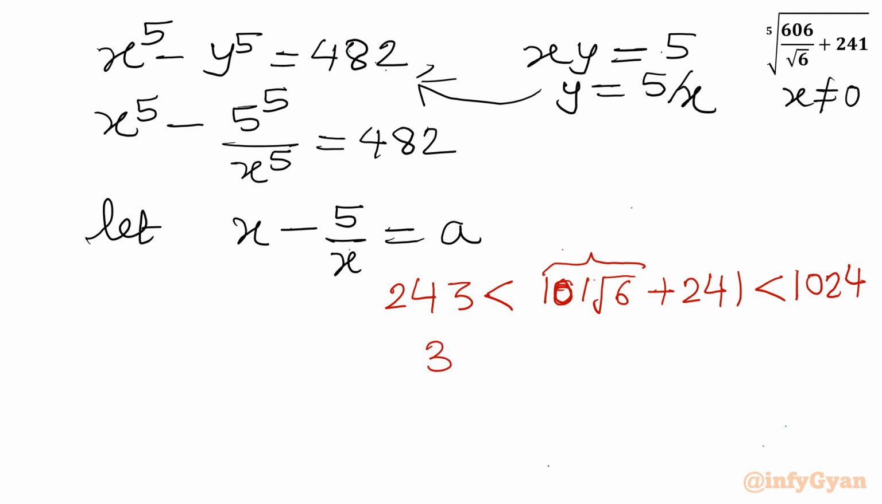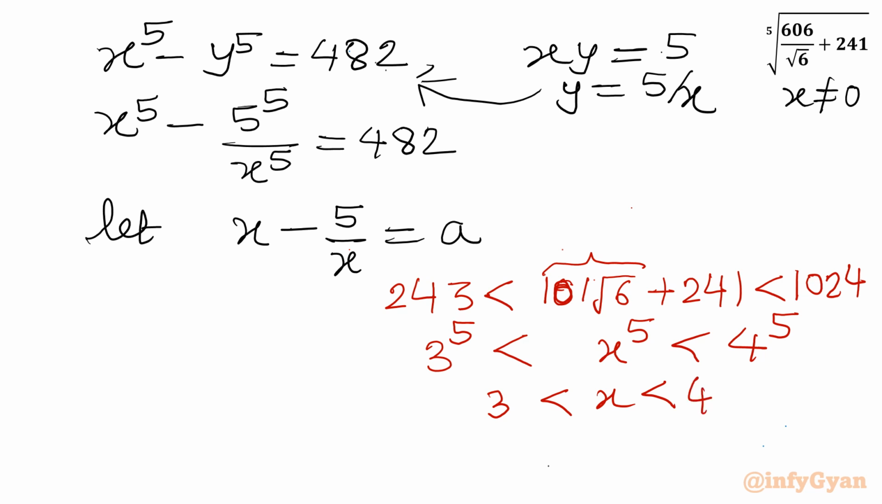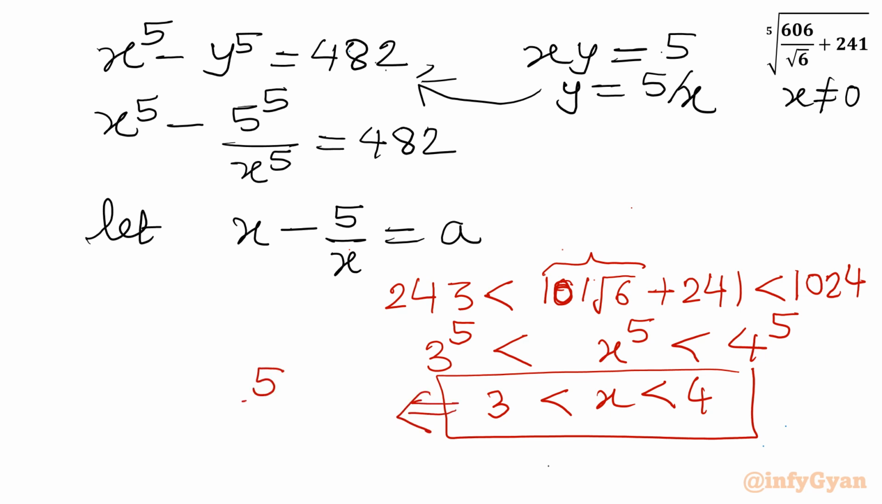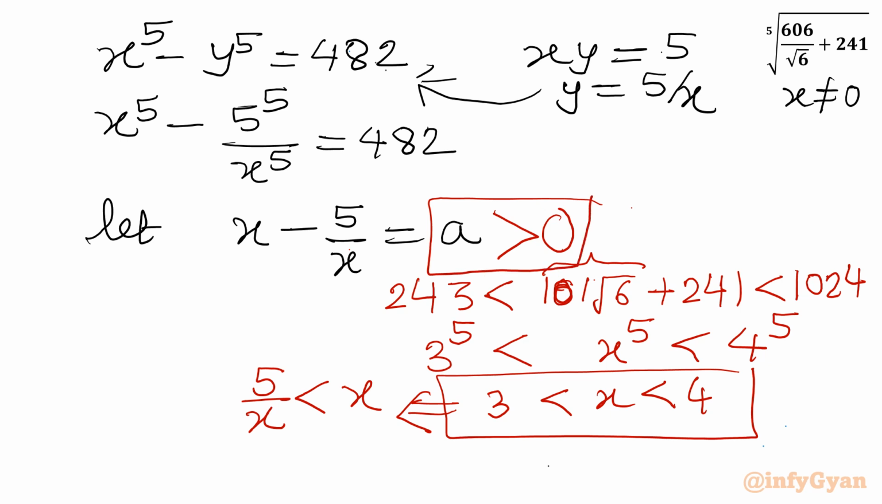So 243 we can write it is 3 power 5. This is x power 5. This is 4 power 5. So after taking the fifth root, I can say x will lie in the interval 3 to 4. Now, once x is in the interval of 3 and 4, then 5 over x will always be less than x. So a must always be positive.